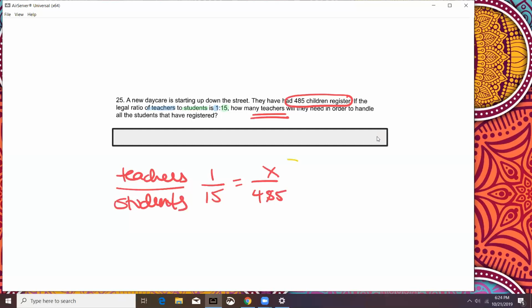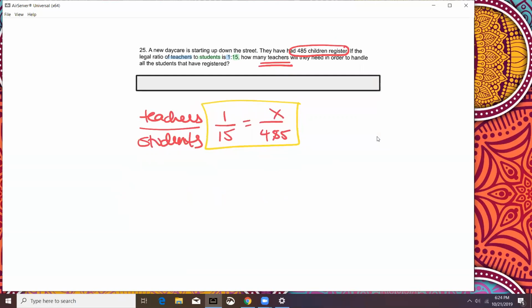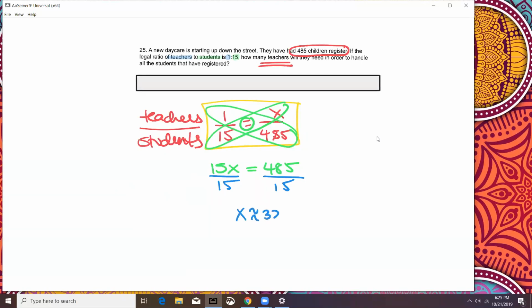Now I see that I have a proportion, and so I can cross multiply. Remember, we talked about this. Because of the equal sign, we can multiply like this to solve. So 15 times X is 15X. 485 times 1 is 485. I'm going to divide both sides by 15, and I get about 32.33. So they would need about 32 teachers for that many students.